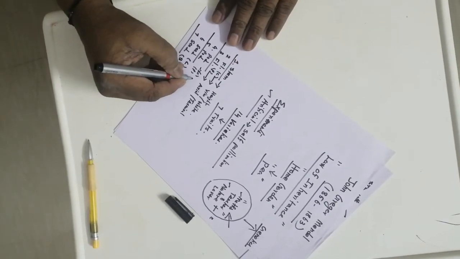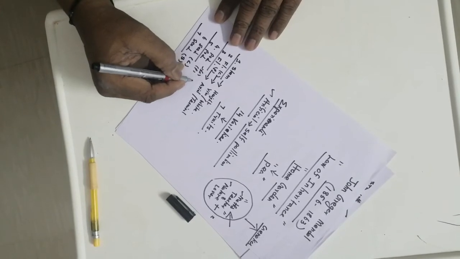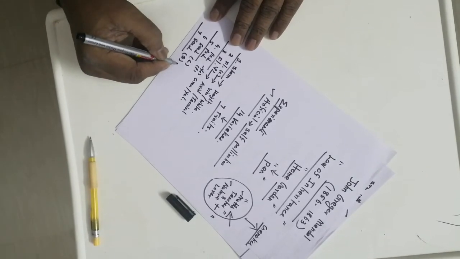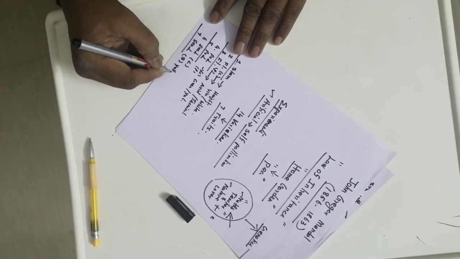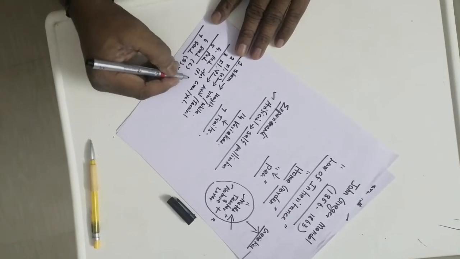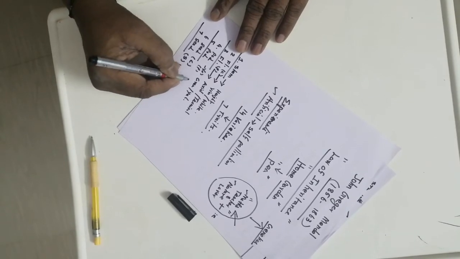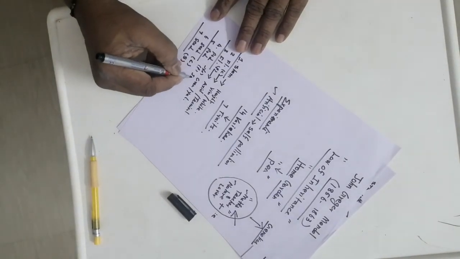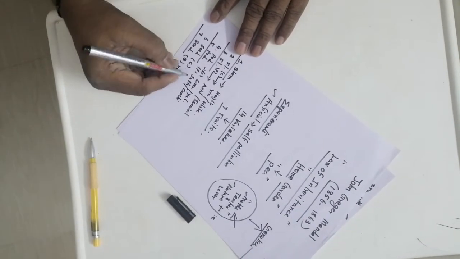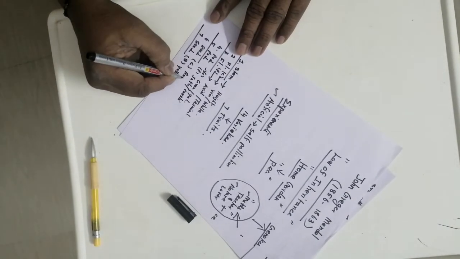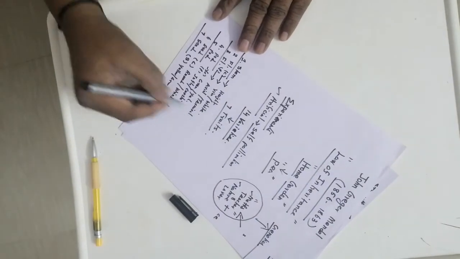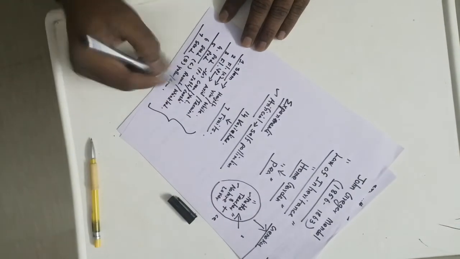So if you see the color of the pod, green color, yellow color. Color of the seed, yellow and green is opposite. And pod, inflated, bulged, or constricted. Seed, round seed or wrinkled. These are the 7 characters he has selected to do the research.